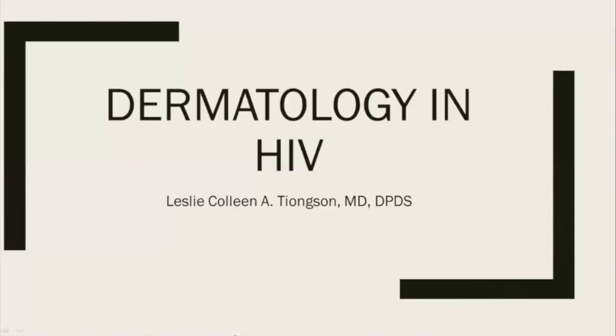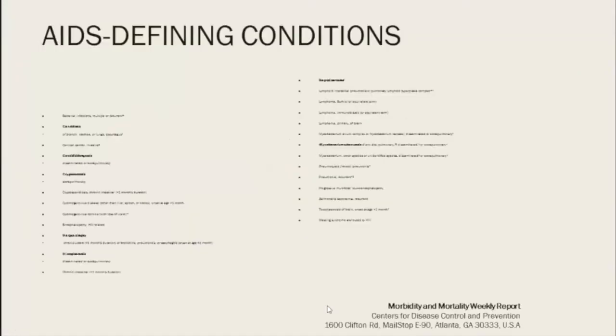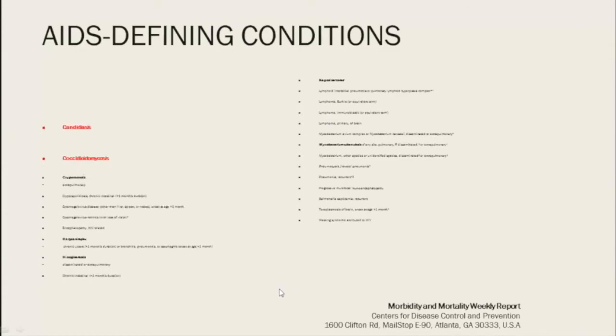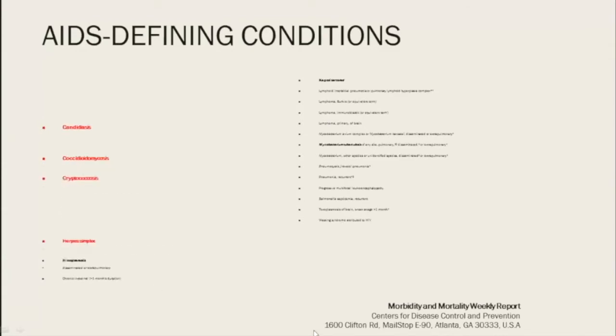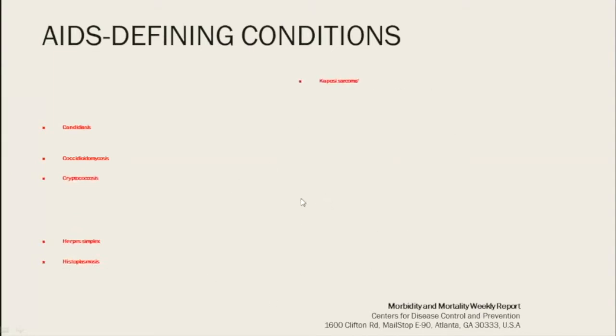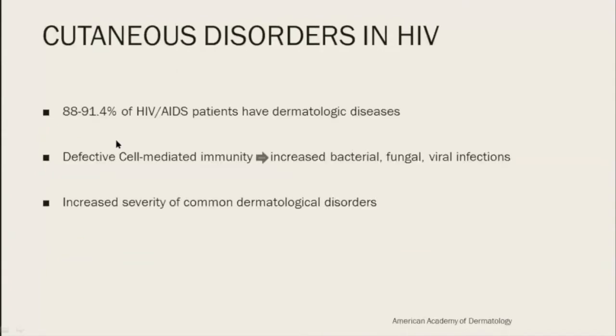So, this is dermatology and HIV. These are the AIDS-defining conditions commonly seen in dermatology. So, candidiasis, coccidiomycosis, cryptococcosis, herpes simplex, histoplasmosis, and Kaposi sarcoma, among others. Okay. About 90% of patients with HIV or AIDS have dermatologic diseases due to a defective cell-mediated immunity that leads to an increase in bacterial, fungal, and viral infections.